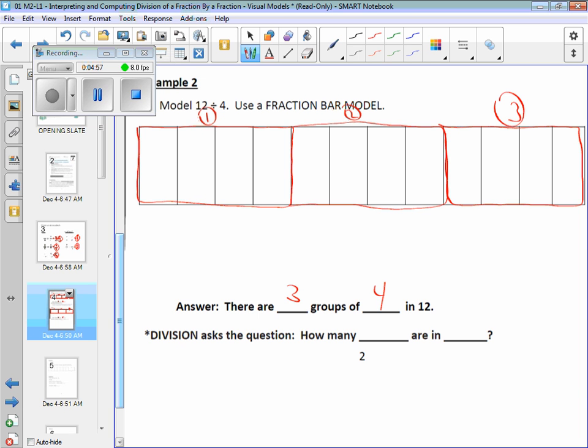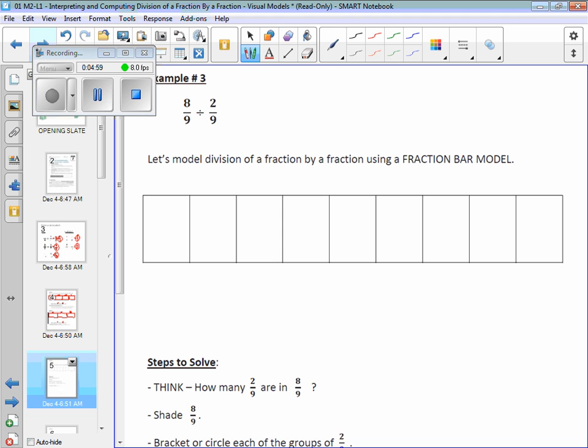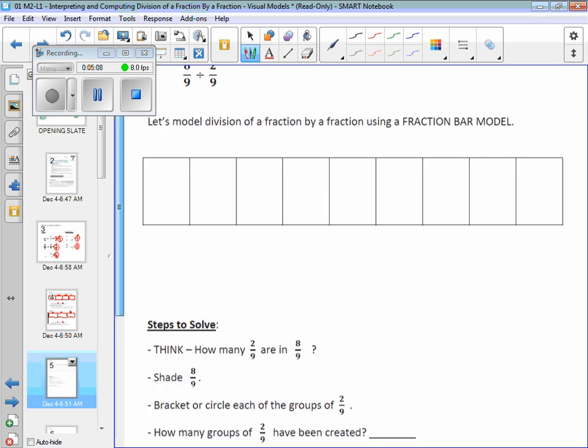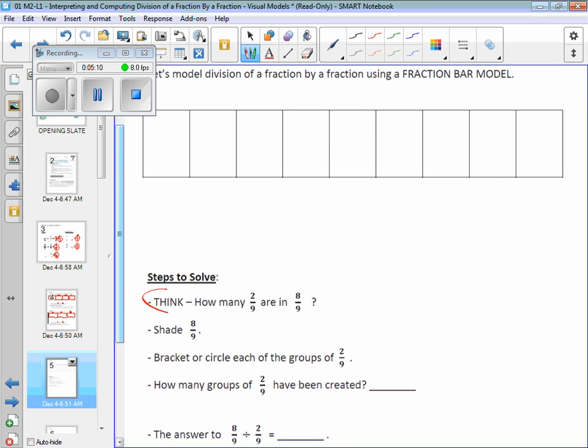So go to the next page. And now you have your first fraction. 8/9 divided by 2/9. What you're really asking, or what they're asking you, is this called a think statement? How many 2/9 are in 8/9? So let me take you through the process.